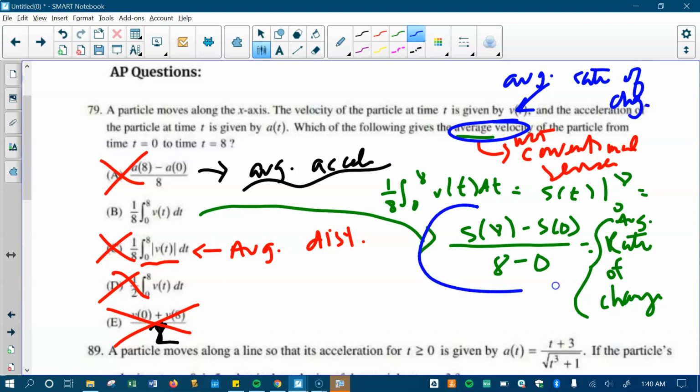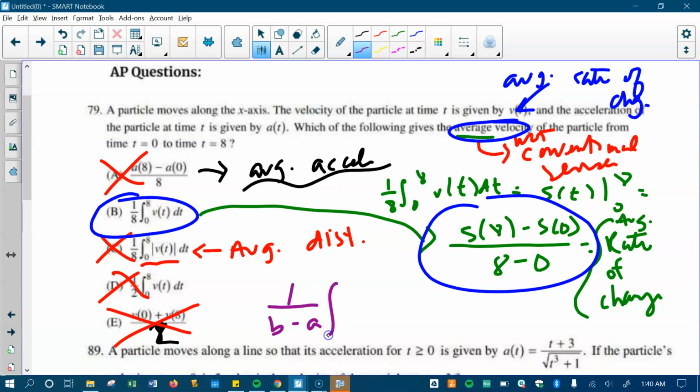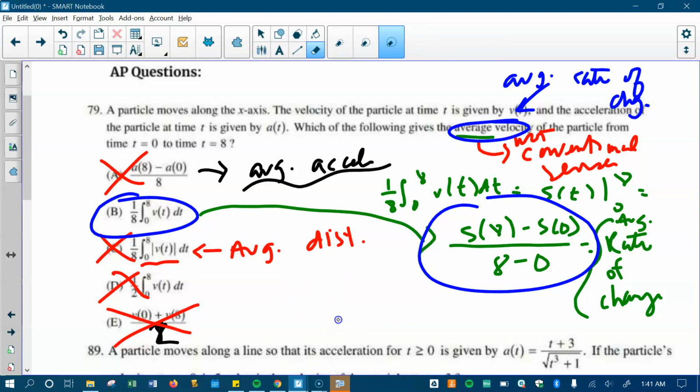And this one gets it to you. Now there is another formula where you have 1 over b minus a, the integral a to b of f of t dt. That also gives you an average value of a function, which is kind of more of what this problem is testing. But I never try to remember that. That one doesn't help me usually. I kind of unpacked this integral to see what it gave me.